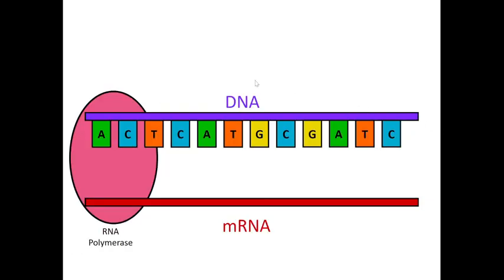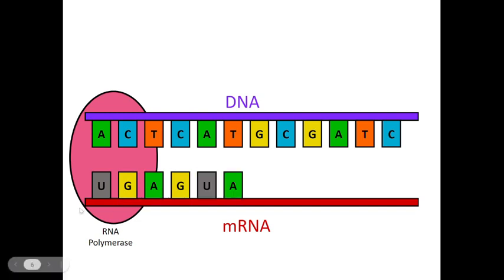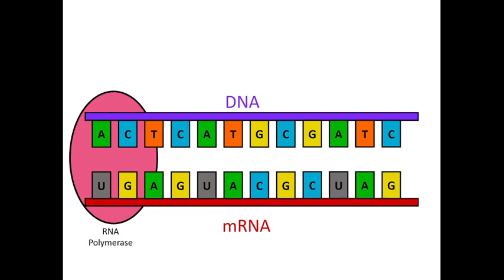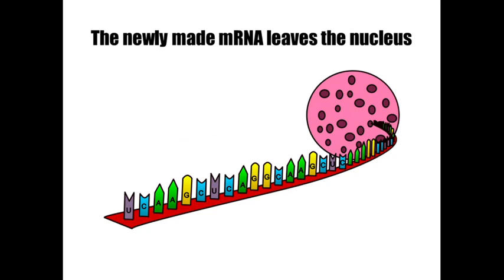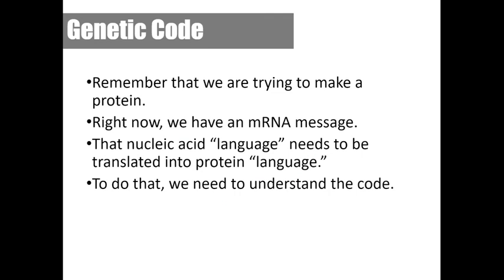Here is your strand of DNA, your strand of mRNA, and here's your RNA polymerase. It's going to move through and add in our complementary base pairs. And remember, we're working with RNA, so we no longer have thymine. It is replaced with uracil. So it's going to come in and make this complementary RNA to go with it. Now, the newly made mRNA is going to leave the nucleus.